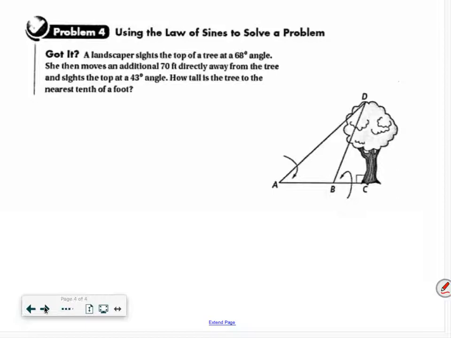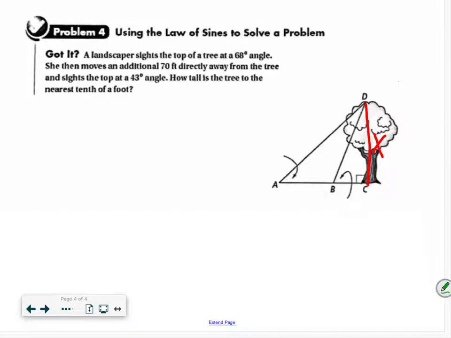Says a landscaper sights the top of a tree at a 68-degree angle, then moves 70 feet away from the tree and sights the top of the tree at a 43-degree angle. How tall is the tree? So, what I'm aiming for is to find how tall my tree is, right?